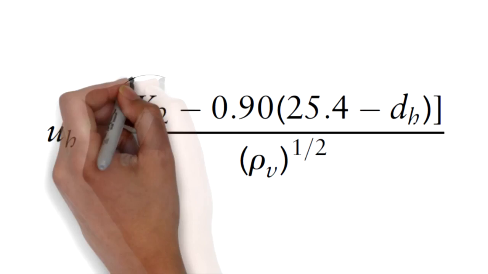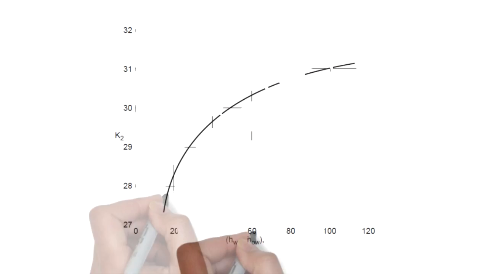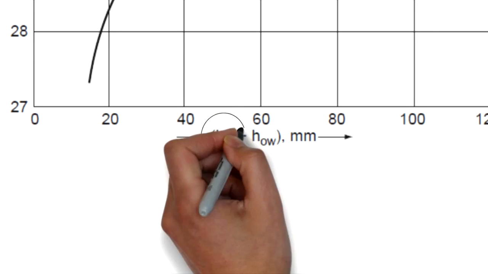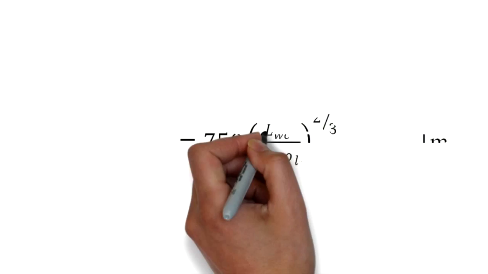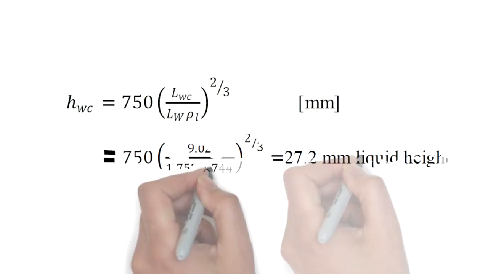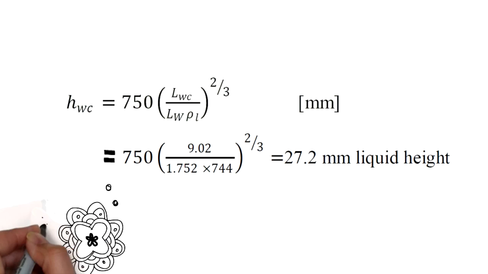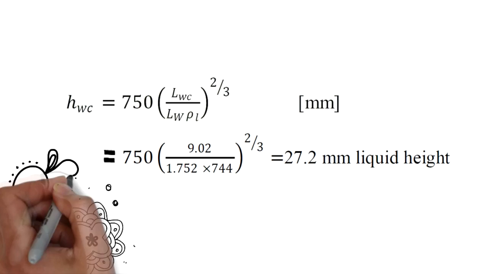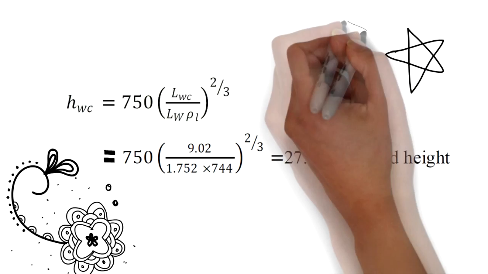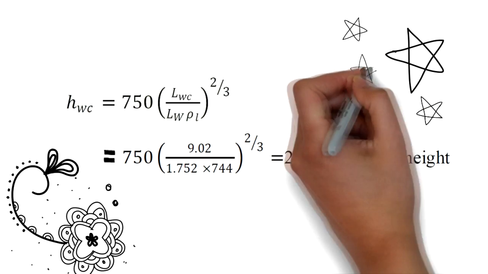In this formula, we need K2, and we get K2 from this graph. On the x-axis, we need the maximum weir crest, and this can be computed using this formula. Substituting the value of LWC as the maximum liquid flow rate, LW as the weir length, and ρL as liquid density, the resulting liquid height is 27.2 millimeters.